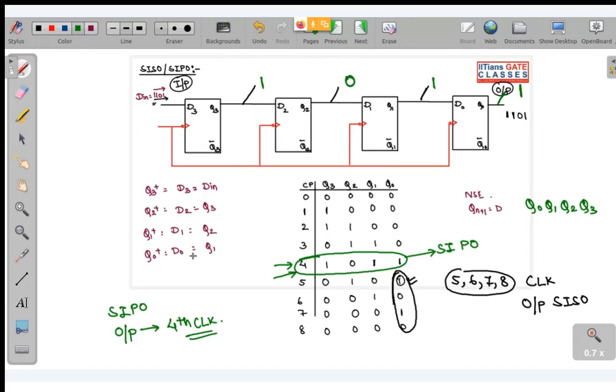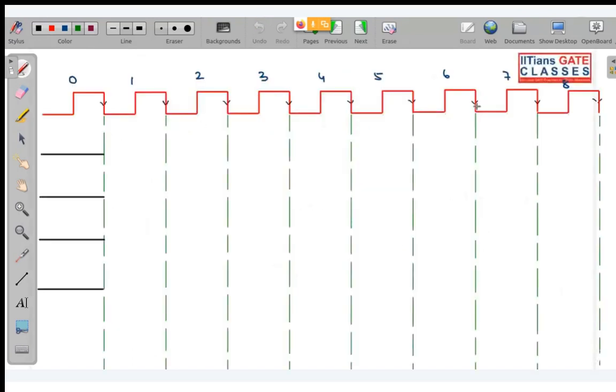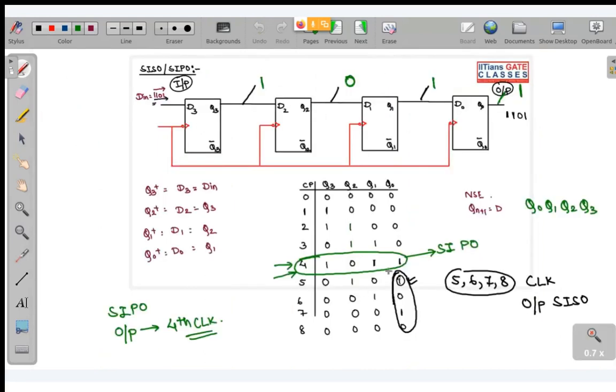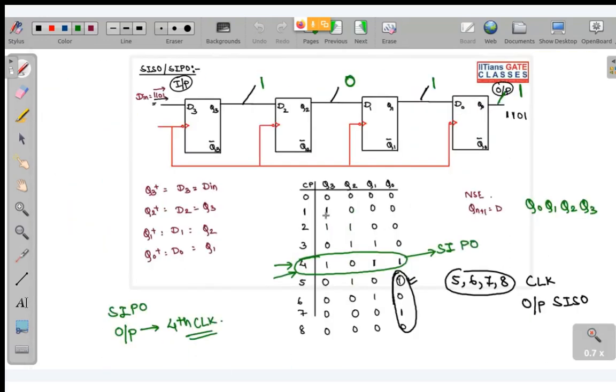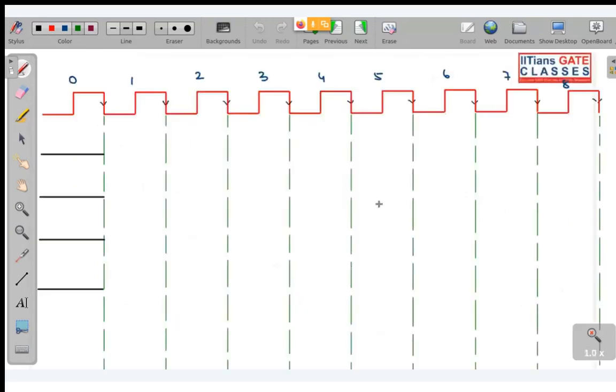Any doubts, anyone? So you can even draw this. It is very simple. If you draw it one by one, it will be very simple. So in the first clock pulse, Q3 is 1, all others are 0. If we assume that this is Q3, this is Q2, this is Q1, this is Q0, then at the first clock pulse, Q3 is 1, remaining all are 0.